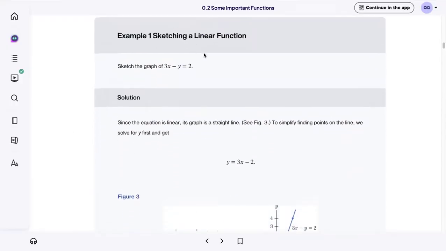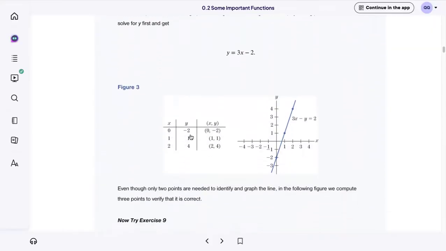We can graph a linear function. To graph a linear function, we only need 2 points. We can give x a certain value. In this case, you see x = 0. We solve for y = -2, so we get 1 point. We give x the value 1, we get another point. x = 2, we get another point. We need 2 points to graph, but we want the third point as a checkpoint. These 3 points have to be on the same line. If not, that means we did some calculation wrong.